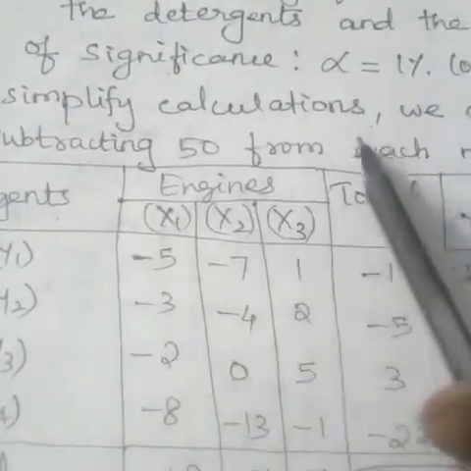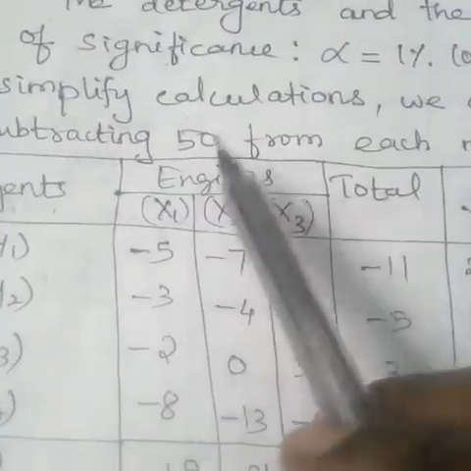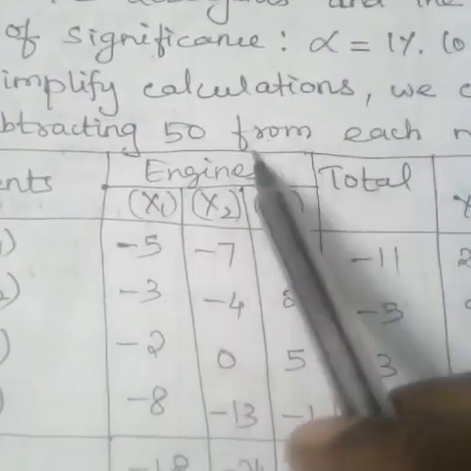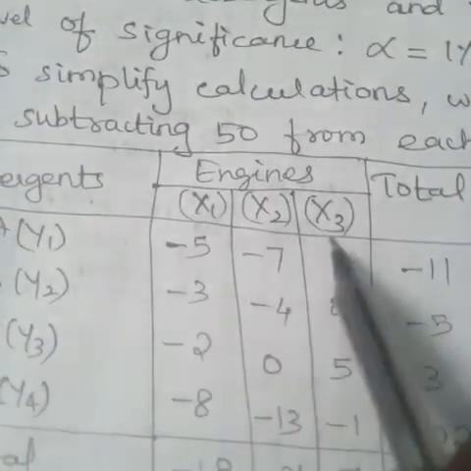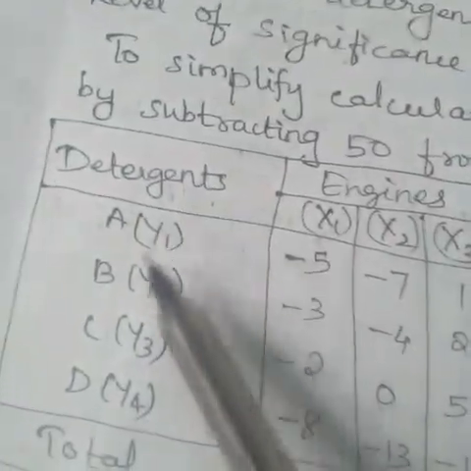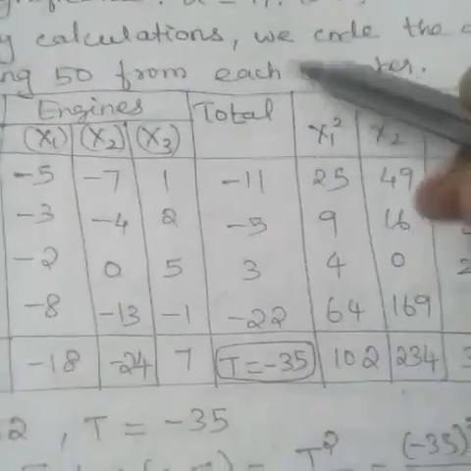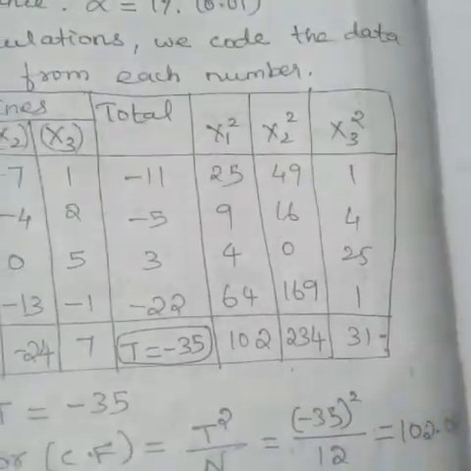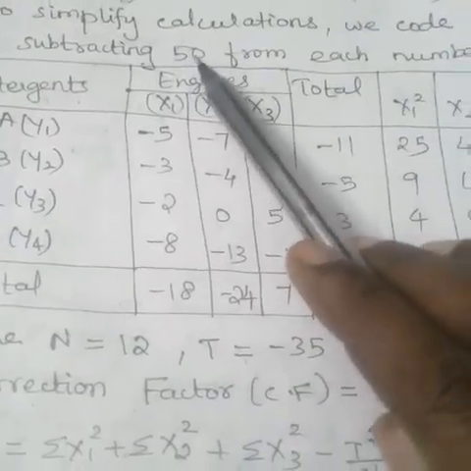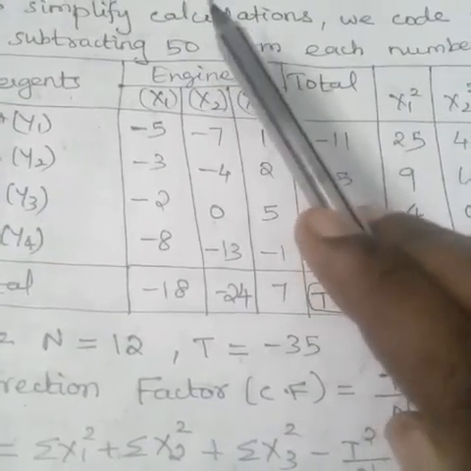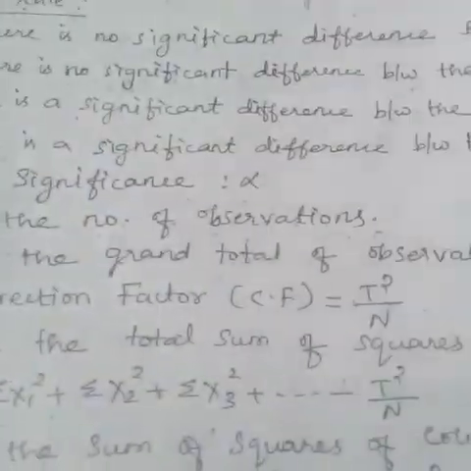Okay, to simplify the calculations, we take 50 and subtract this 50 from each number. The engines are marked x1, x2, x3 column wise, and the detergents A, B, C, D row wise y1, y2, y3, with the total value, then x1 square, x2 square, x3 square. Here we have taken 50, so 50 is the common origin. So subtract 50 from all the numbers including this 50.